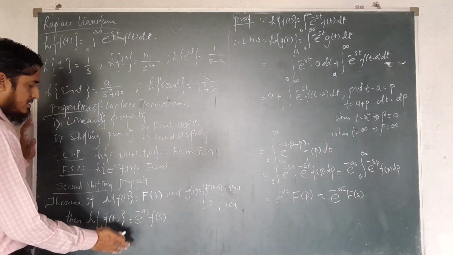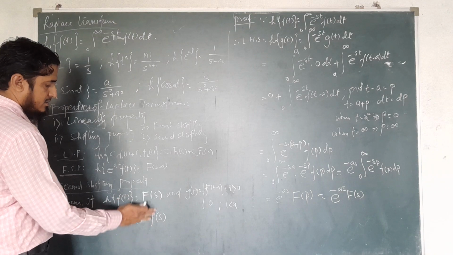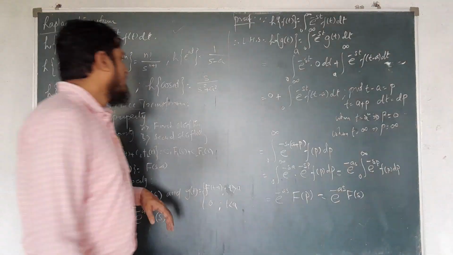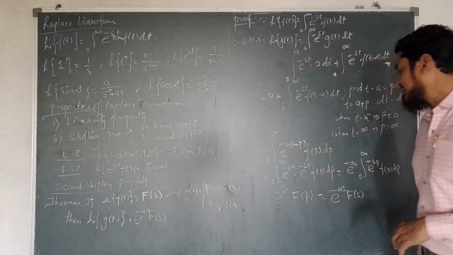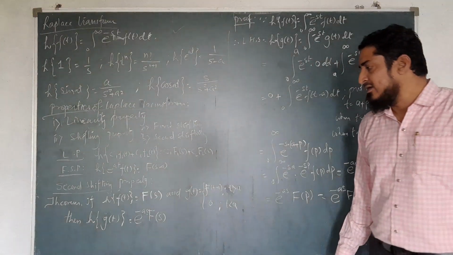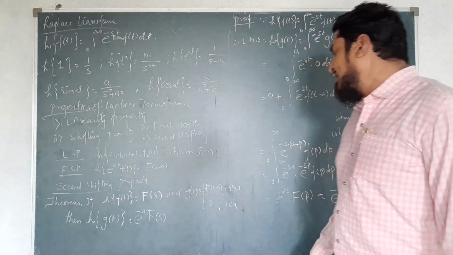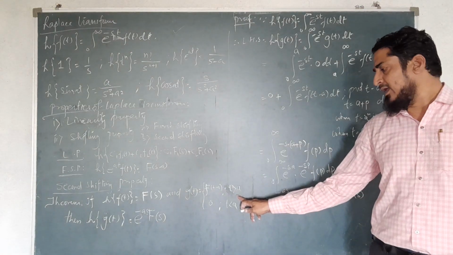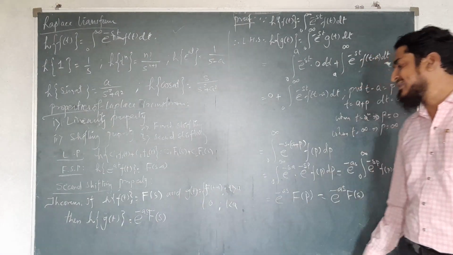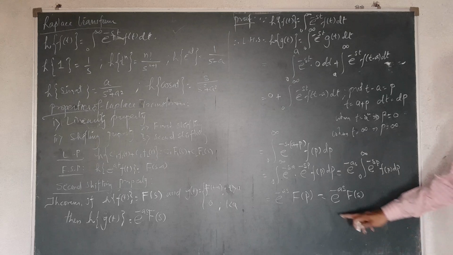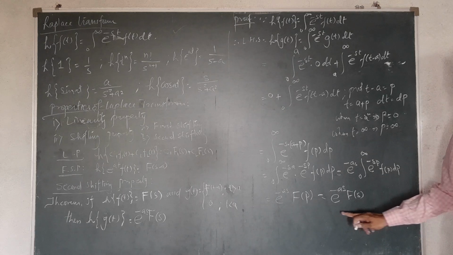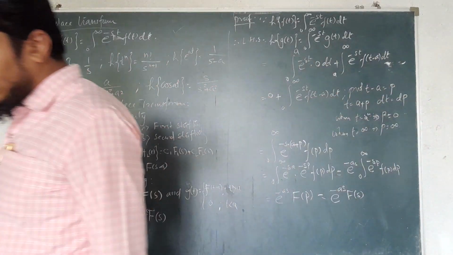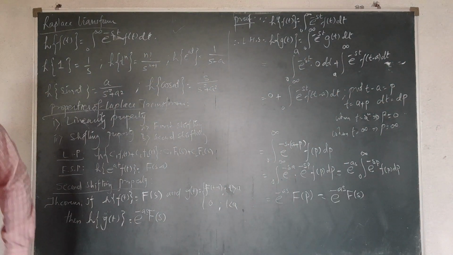capital F(s). So we have the second shifting property: the Laplace transform of g(t), where g(t) is equal to f(t minus a) whenever t is greater than a, and 0 whenever t is less than a, is equal to e raised to minus as into F(s). And we have proved the second shifting property in this lecture.